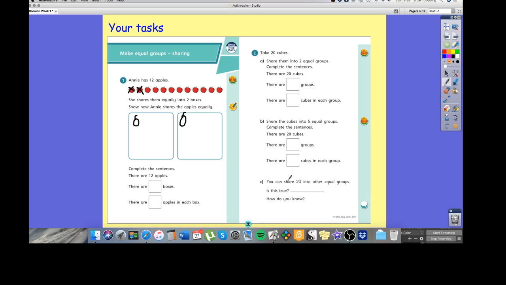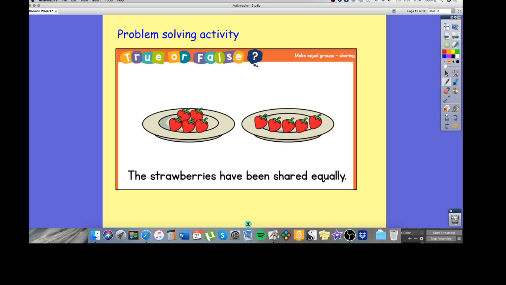That is it. The activity is quite easy today. Shouldn't take you very long, which is why I'm going to move on to the next bits. So you also have a problem solving activity, which is just a true or false. So that's all you need to write on the piece of paper. You don't have to explain it. It says the strawberries have been shared equally. True or false? Yes or no? Simple as that.